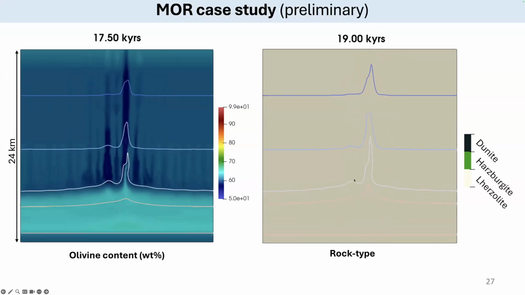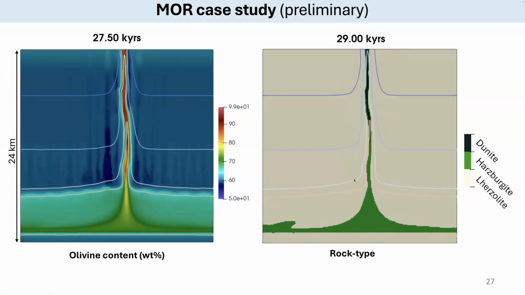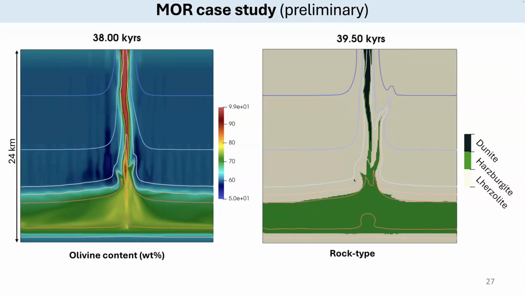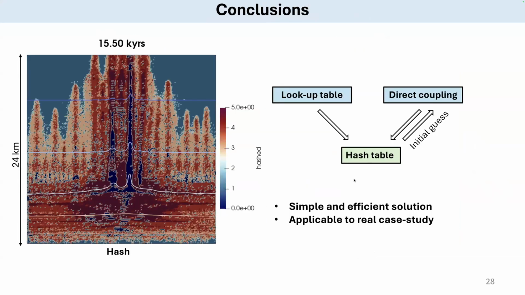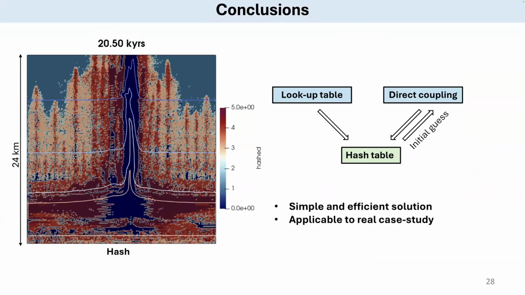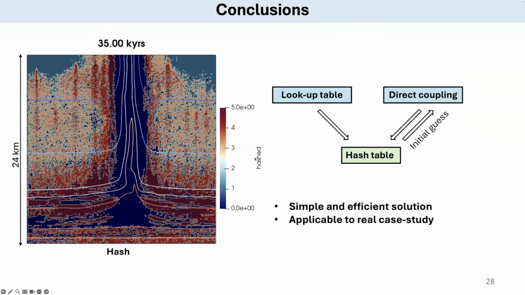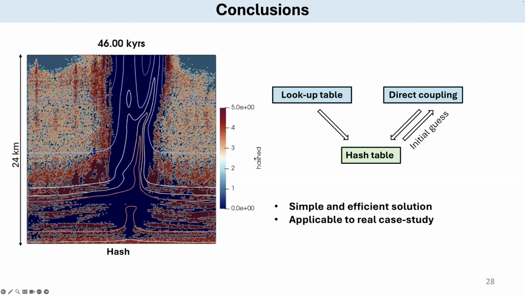Of course, those are very preliminary results. We didn't really have time to explore them further, but it was just to show you that the lookup table, the hash table, is an efficient way to produce reactive coupled models, so reactive melt transport models.